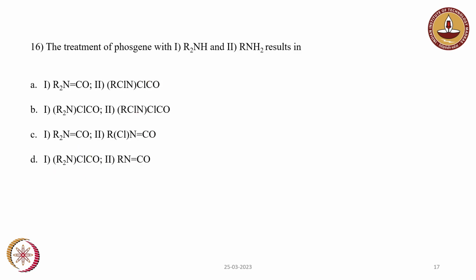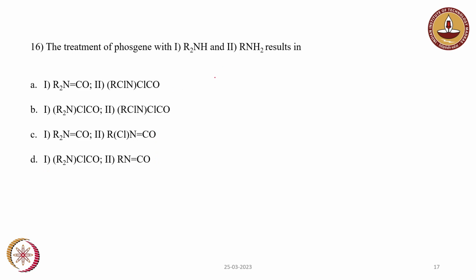Next question is the treatment of phosgene with R2NH and RNH2 results in option A R2N double bond CO, second RCl and ClCO. Option B is R2N ClCO and RCl and ClCO. Option C is R2N double bond CO and RCl and double bond CO. And option D is R2N ClCO and RN double bond CO.